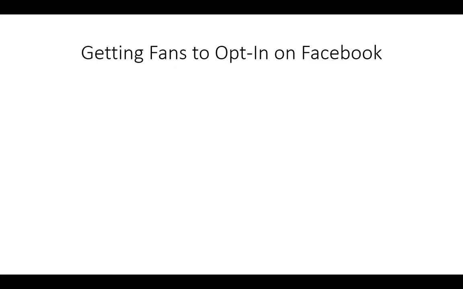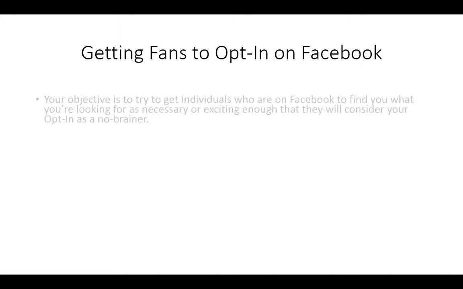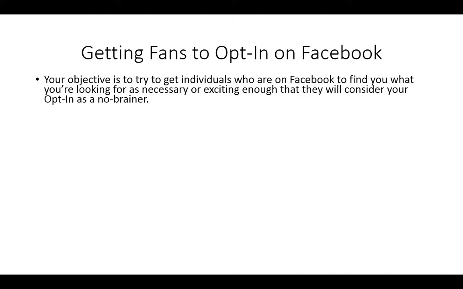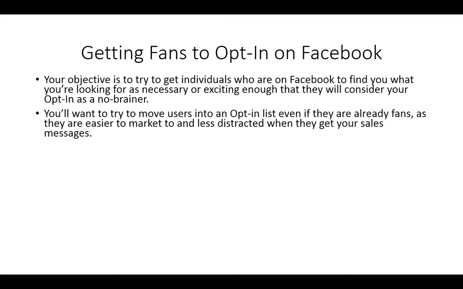You've already got your niche. But now what we need to do is get those fans, people who are already attached to you on Facebook, to opt into your list. Your objective is to get those individuals to find what you're looking to give them necessary and exciting enough that they're going to consider your opt-in a no-brainer. So when you are really paying attention to what it is that they're posting about, the things that they're discussing on your fan page, you want to use that in order to create your opt-in bribe.